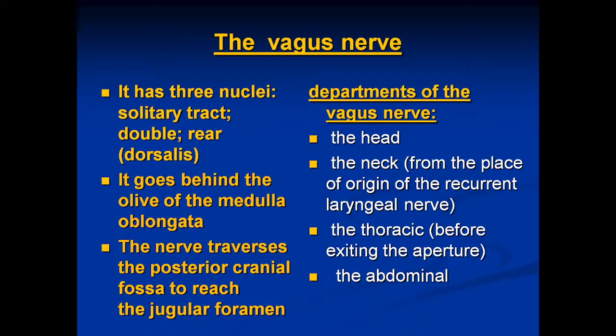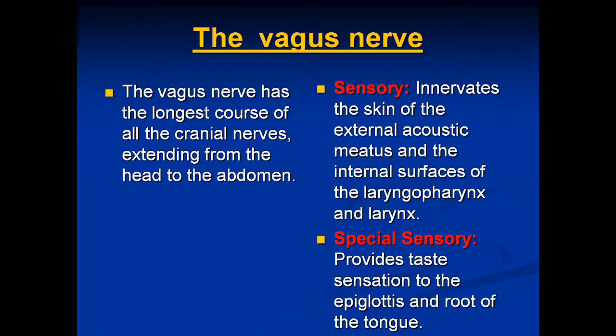The vagus nerve has several divisions: the head, the neck, from the place of origin of the recurrent laryngeal nerve, the thoracic division, before exiting the aperture of the thoracic cavity, and the last division, the abdominal. The vagus nerve has the longest course of all the cranial nerves, extending from the head to the abdomen.